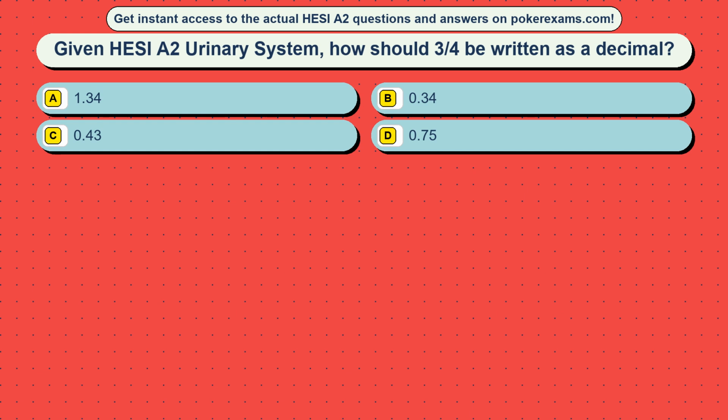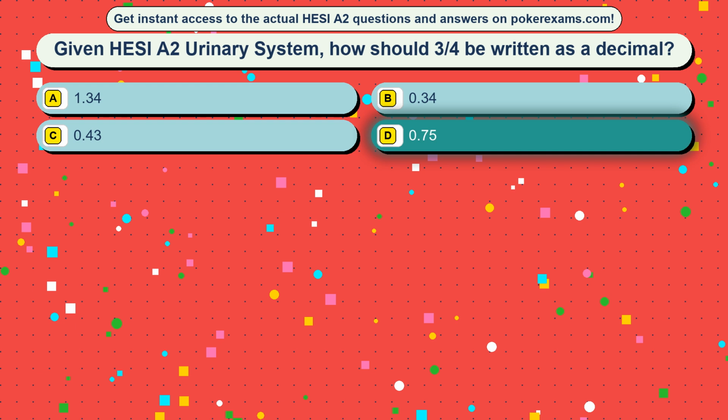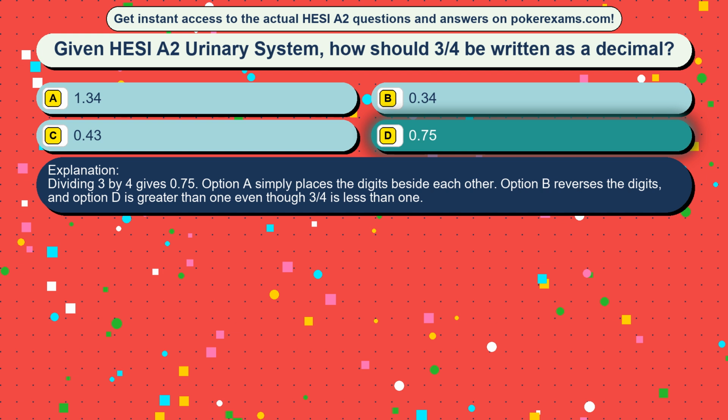Question 8. Given HESI A2 urinary system, how should 3/4 be written as a decimal? Option A 1.34, option B 0.34, option C 0.43, option D 0.75. The correct answer is option D, 0.75. Dividing 3 by 4 gives 0.75. Option B simply places the digits beside each other. Option C reverses the digits, and option A is greater than 1 even though 3/4 is less than 1.